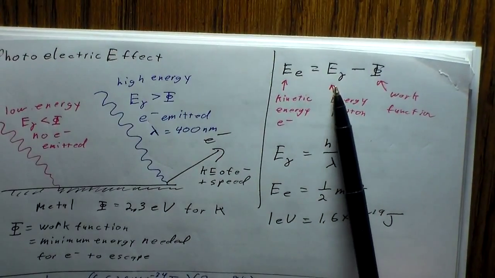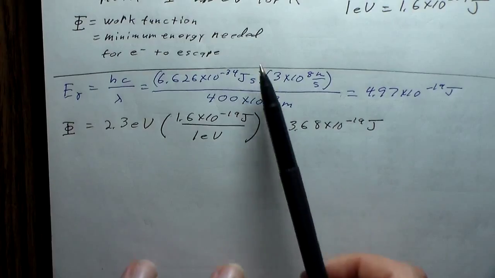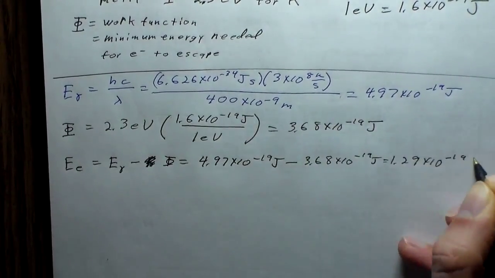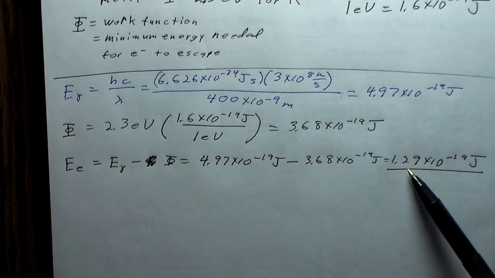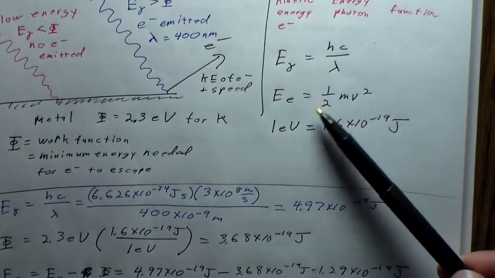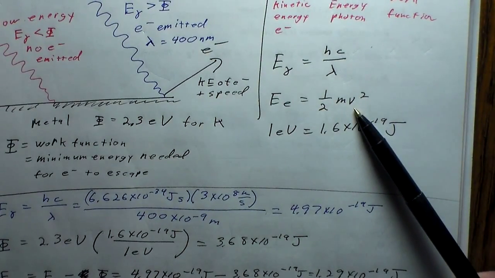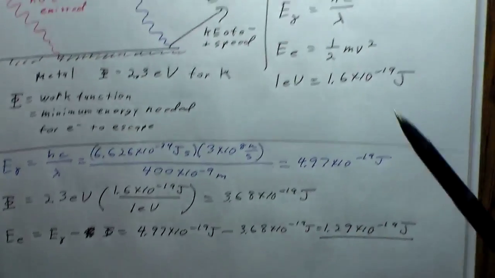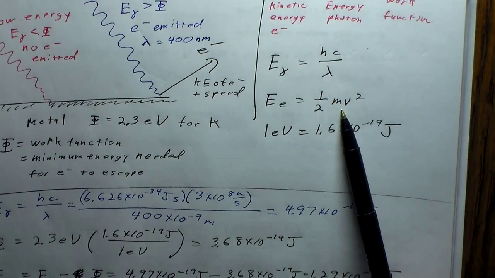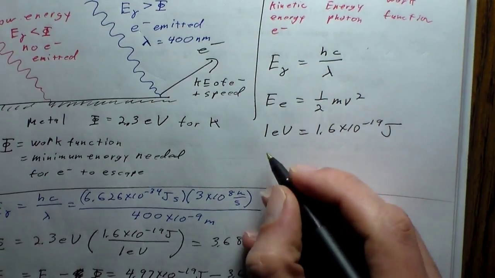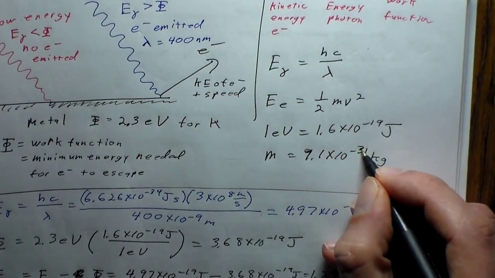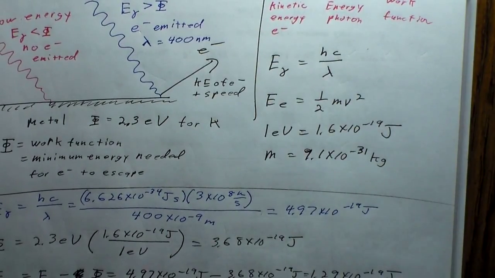Using this equation, the energy of the photon minus my work function, I have these two numbers, so I just have to subtract them to find the energy of my electron. So this is the energy of my electron, 1.29 times 10 to the minus 19 joules. Now we can plug this into our equation for the kinetic energy to figure out the velocity of the electron. The only thing we need to know here is the mass of the electron, which is 9.1 times 10 to the minus 31 kilograms.